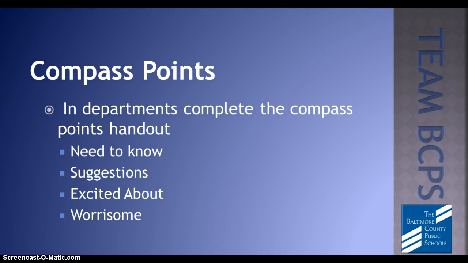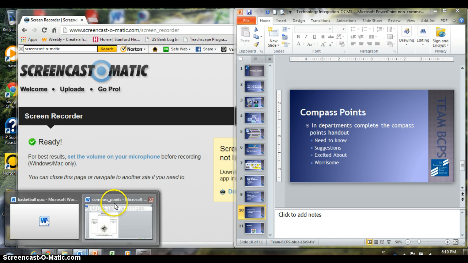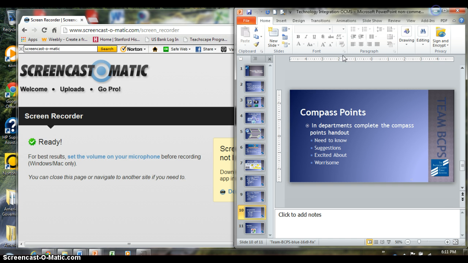What we want to do now is take a look at compass points. On this worksheet, we want you to take this and complete it. As you've gone through some basic information on this, take a look at what else you need to know, or what else you need to find out about this initiative. What is worrisome? What are you excited about? And what are some suggestions that you have to move forward? So just take a moment and go ahead and fill that out, and then we'll discuss that in a few minutes.